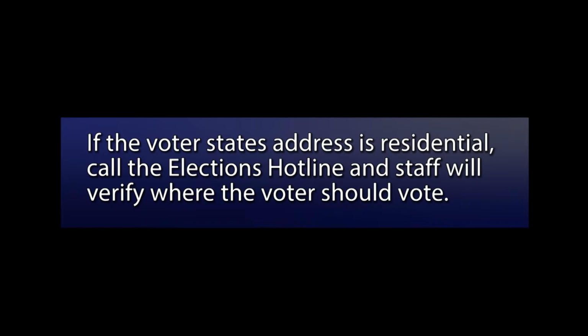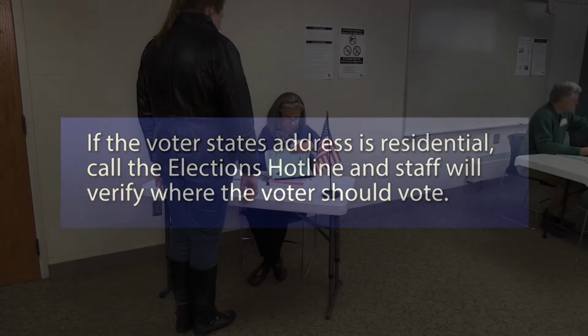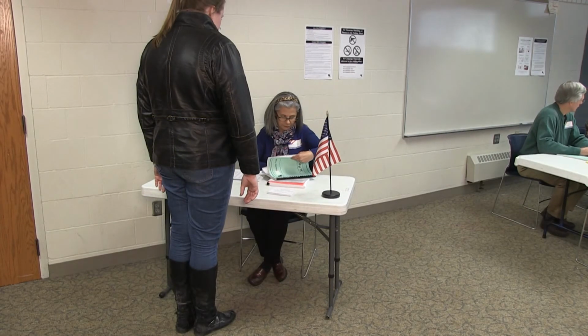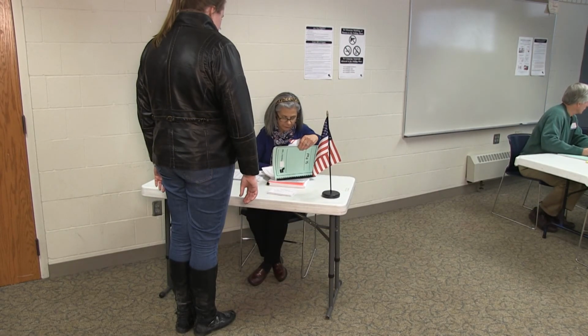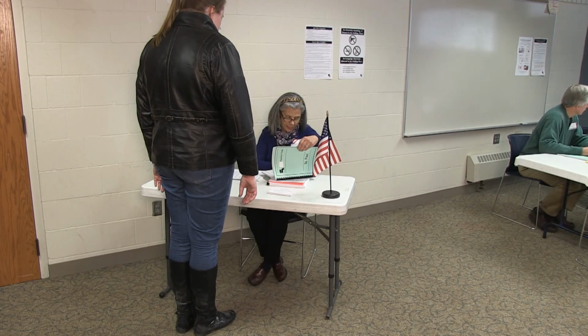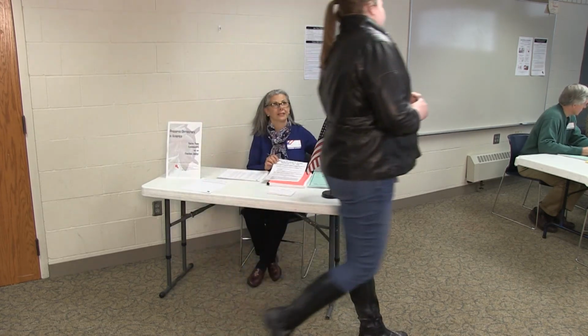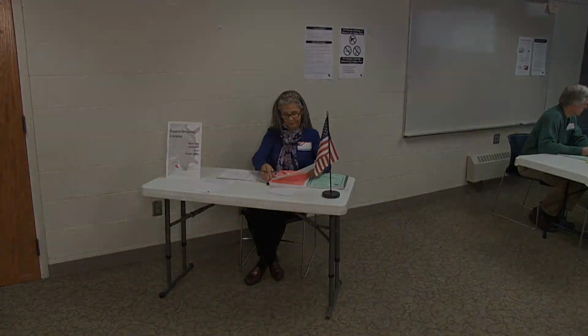If the voter states that the address provided is residential, please call the elections hotline and staff can verify where the voter should vote. Once the election judge has used the Precinct Finder to establish that the non-registered voter is in the correct polling place, the voter can continue through the non-registered voter process.